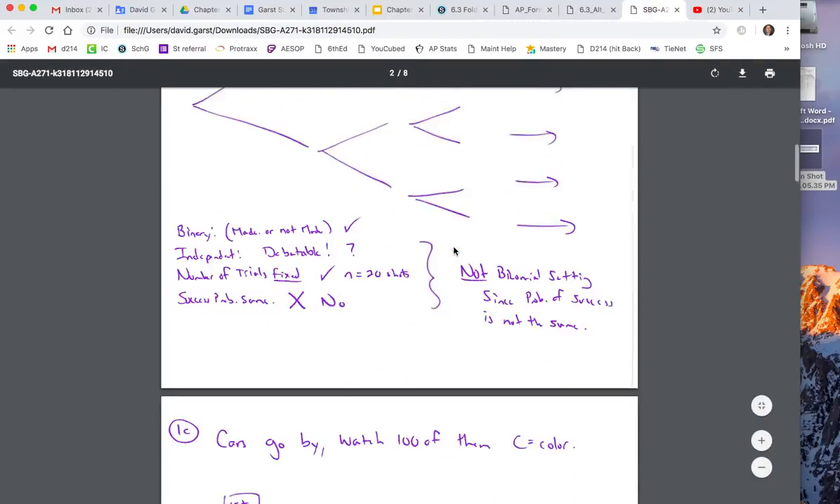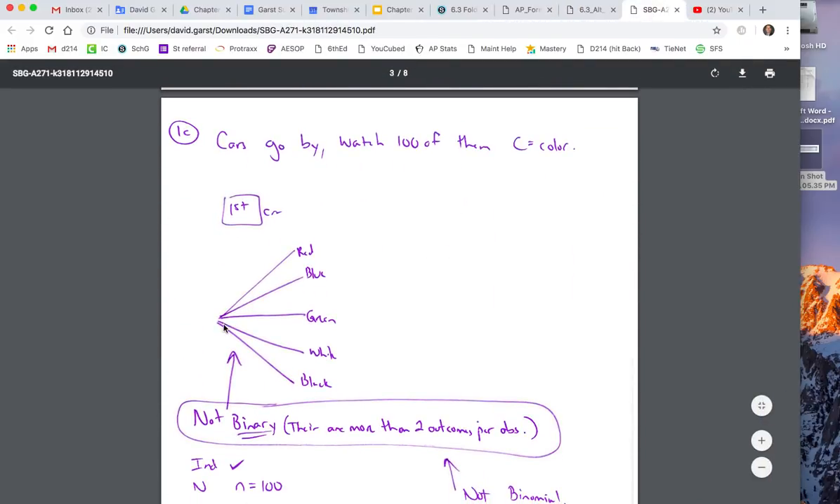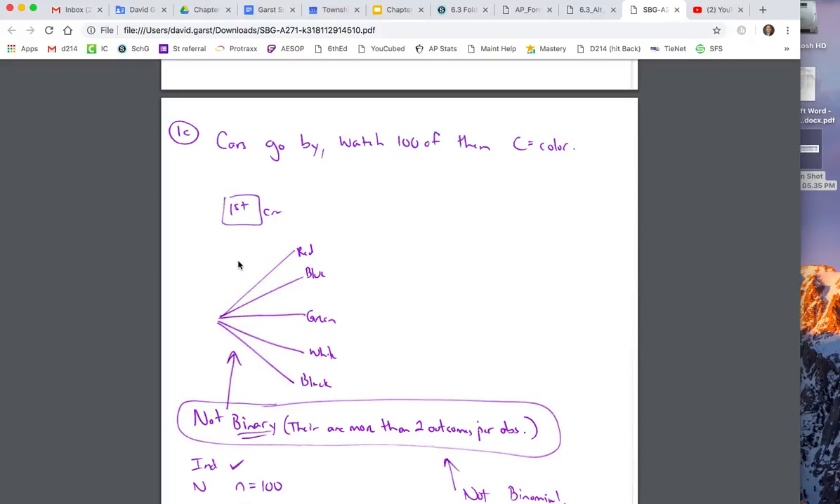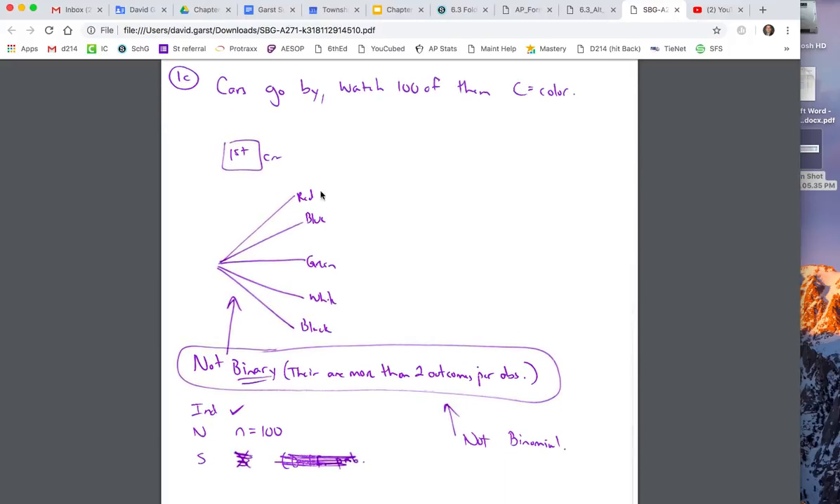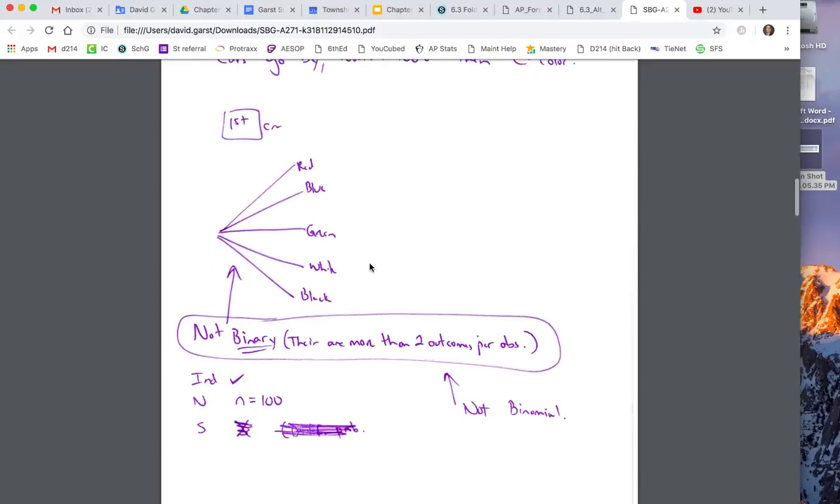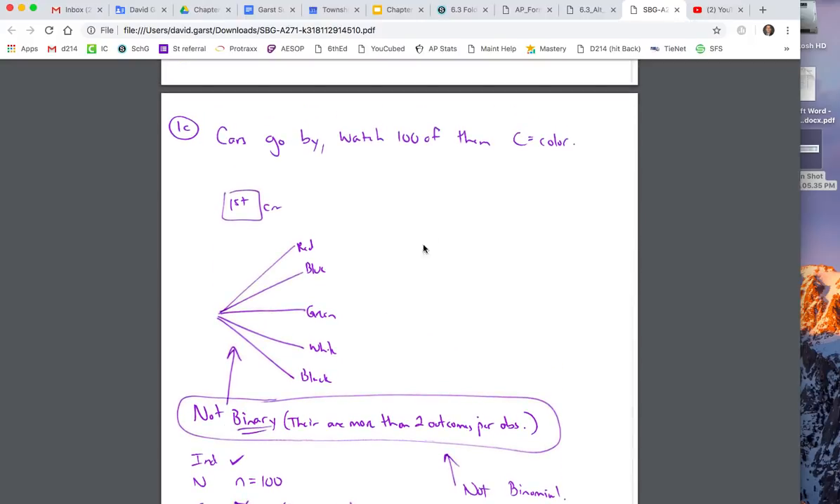Well, in the case of the colored car here, when you look at the first car go by, it could be red or blue or green or white or black or any other color, boatloads of colors. And since that event can take on many different characteristics, it's not binary. It's not just 2 outcomes. There's plenty of outcomes. So we've already been able to determine that this is not a binomial situation. It's probable that the cases would be independent, and the number of trials is fixed at 100, so that would be good. But because it didn't meet the first criteria, we know that it is not binomial.